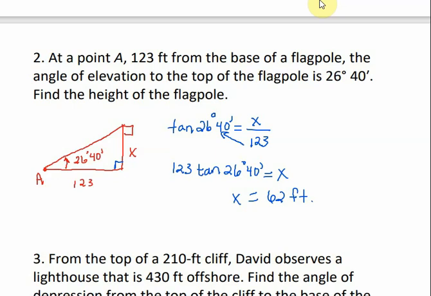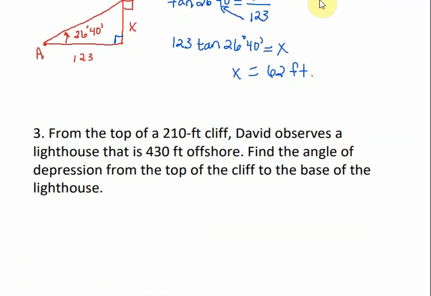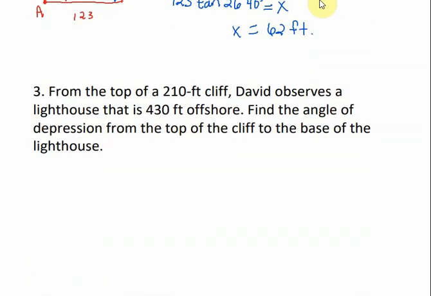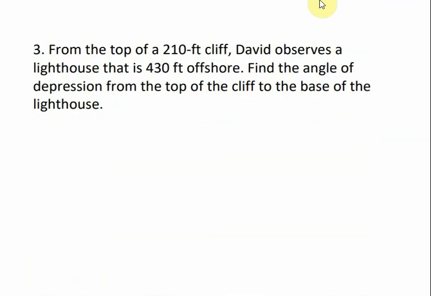All right, let's try one more. From the top of a 210-foot cliff, David observes a lighthouse that's 430 feet offshore. Find the angle of depression from the top of the cliff to the base of the lighthouse. Okay, so if we have a cliff, let's say that this is a cliff, and the cliff is 210 feet. There's a lighthouse offshore.